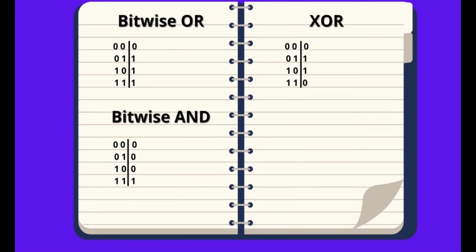Now bitwise AND. In bitwise AND, if one of the input bits is 0 then the answer is 0.